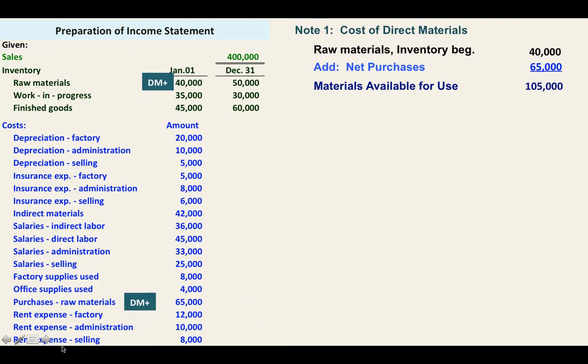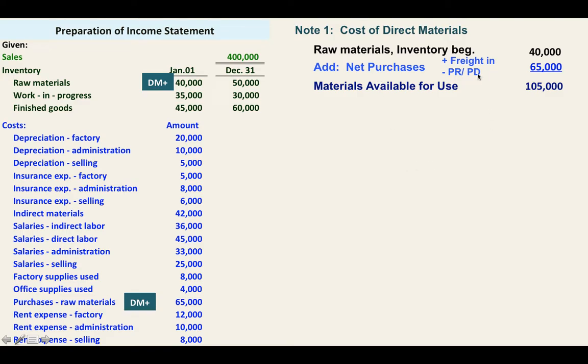Plus, when we look at the cost, we did not see anything about freight, purchase returns, or any information on those things. So class, if there will be freight in, and if there will be information on purchase returns and purchase discount, we have to consider this in computing the net purchases. Okay? So we have to add the freight in and deduct the purchase return and purchase discount because what we will be adding to raw materials inventory beginning should be the net purchases.